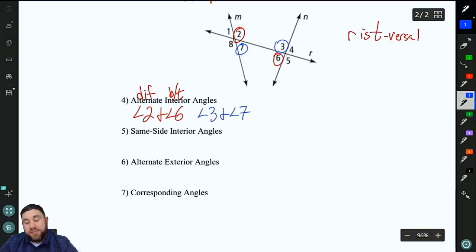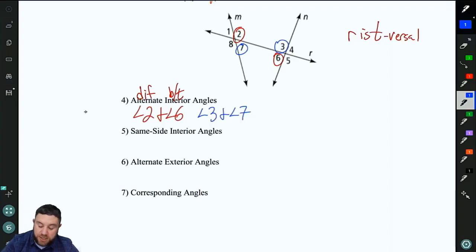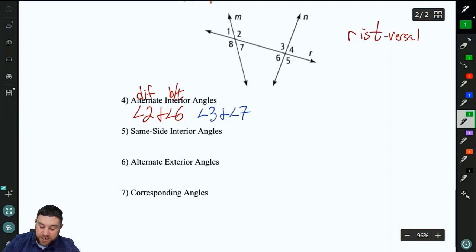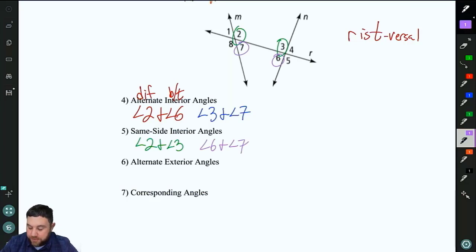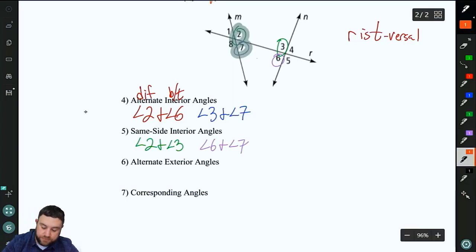They are different sides of the transversal, but between our 2 lines. Same side interior, here I spelled it correctly. Those are between the lines, but on the same side of the transversal. So angles 2 and 3, and then angles 6 and 7. Let me color code that a little bit. Angle 6 and 7, there we go. So same side interior angles there.